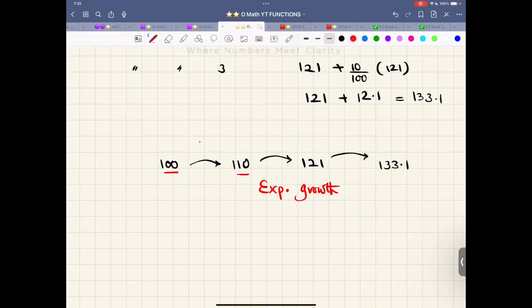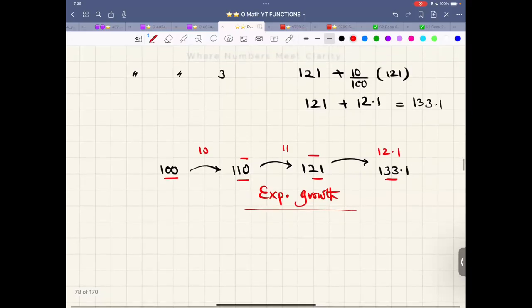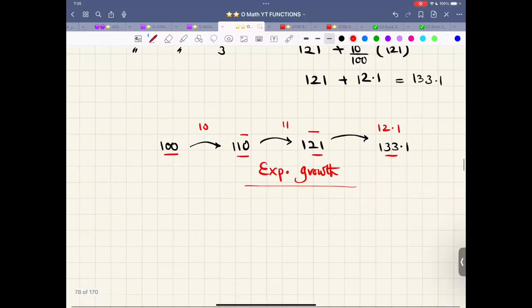The difference over here is 10. The difference over here is 11. The difference over here is 12.1. So the difference is not constant. Therefore, it's an exponential growth. And it's following a certain pattern. We also call it, in pure maths further up, a geometric sequence, a geometric progression.